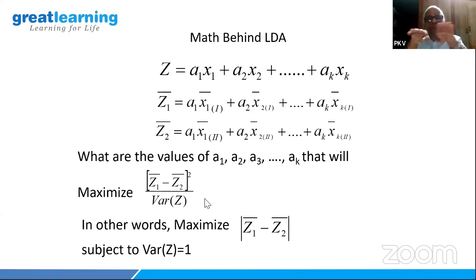My aim is, if there are two groups, I want to separate them. I compute the mean of Z, which is Fisher's Z equation, called the discriminant equation, for the first group and second group, and then I want to maximize that distance subject to the variance of Z set equal to 1. That is the separation part Fisher has mastered. In other words, how do I choose the weights A1, A2, AK so that the difference is maximum? This is simple maths.